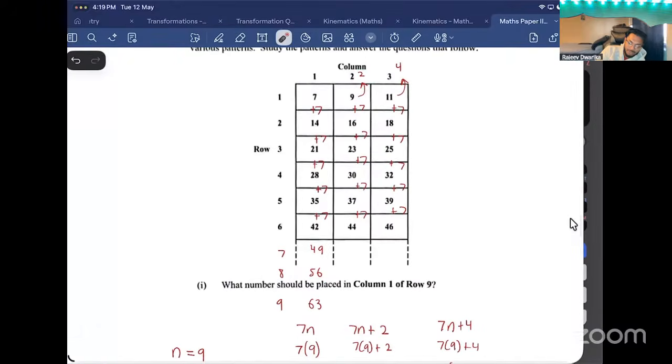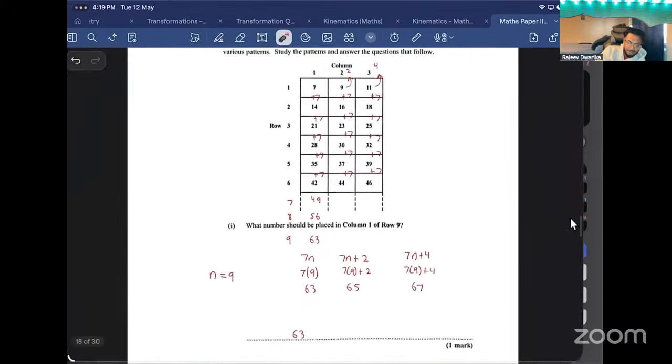They're asking for the value in column 1 of row 9. So this will be row 9 over here, and this will be column 1. So they're talking about the 6. Only had to get that.